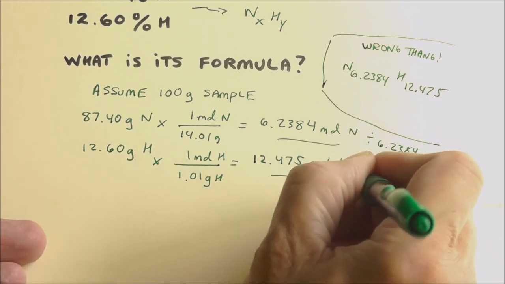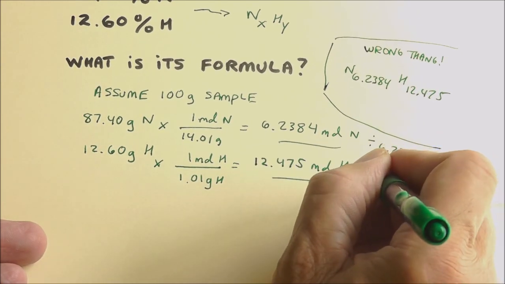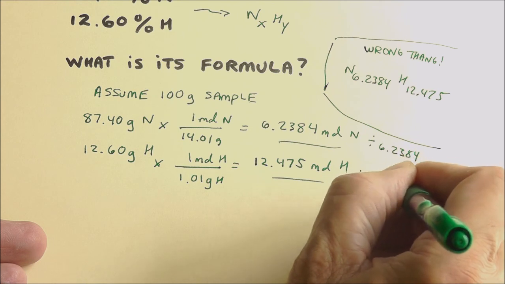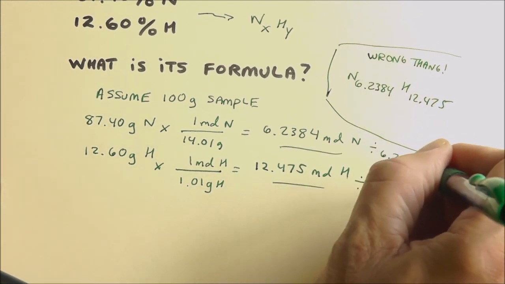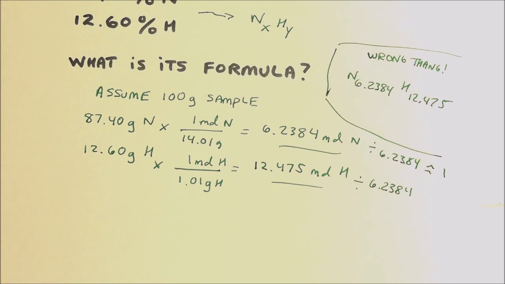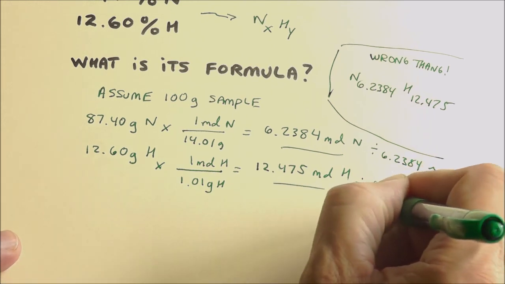And I'm going to divide the moles of hydrogen by 6.2384. And you know what's going to happen? I can tell by looking at it, it's a 2-to-1 ratio. So what I've got going on is this is going to be 1. 12.475 divided by 6.2384 is going to be 1.99997.